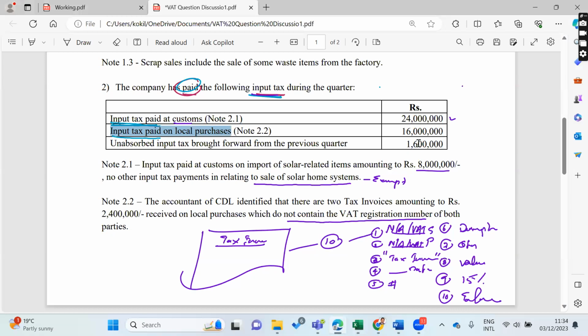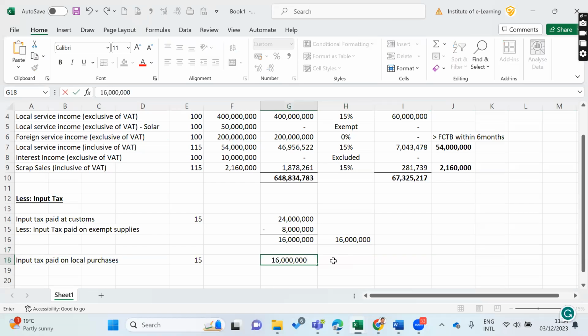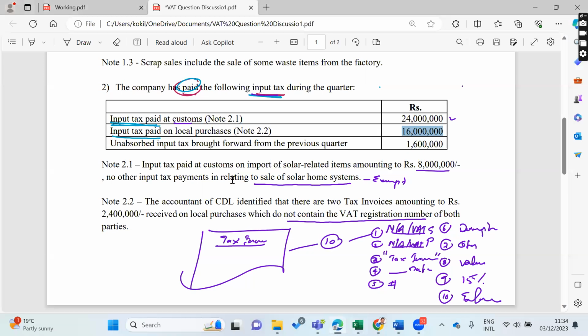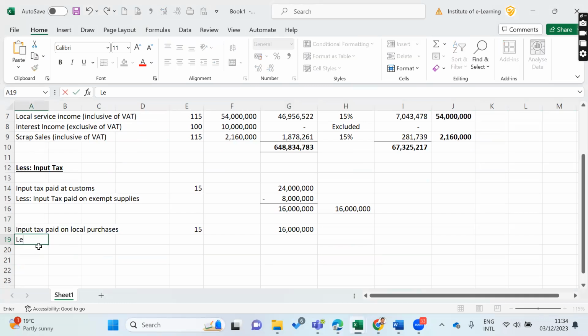Then how much is it? 16 million. And then we have to look at the notes given right here. The note says 2.4 million, we don't have valid tax invoices. Without having valid tax invoices, you can't claim. Then we have to remove it if we don't have valid tax invoices.